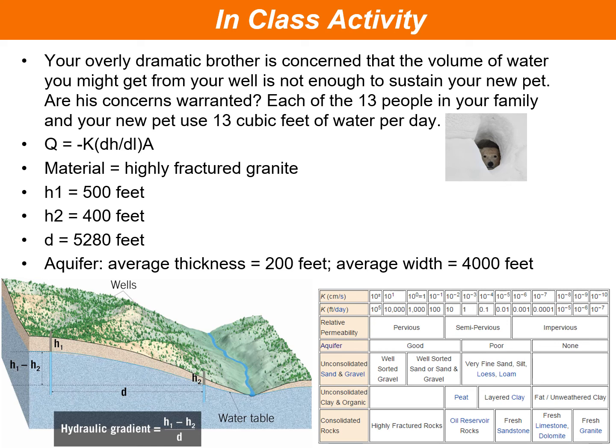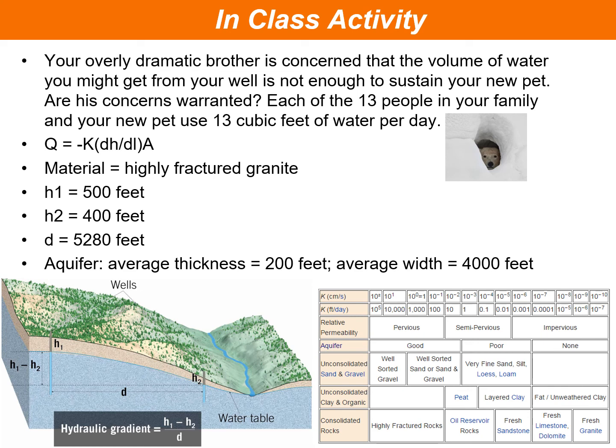So remember the Darcy's Law equation: Q equals negative K times change in head divided by change in length times cross-sectional area. In this case, the material that you're dealing with where your well exists is highly fractured granite. The hydraulic head of the well up gradient from you is 500 feet, and the hydraulic head of your well is 400 feet. And the distance in between the well up gradient of you and your well is 5,280 feet.